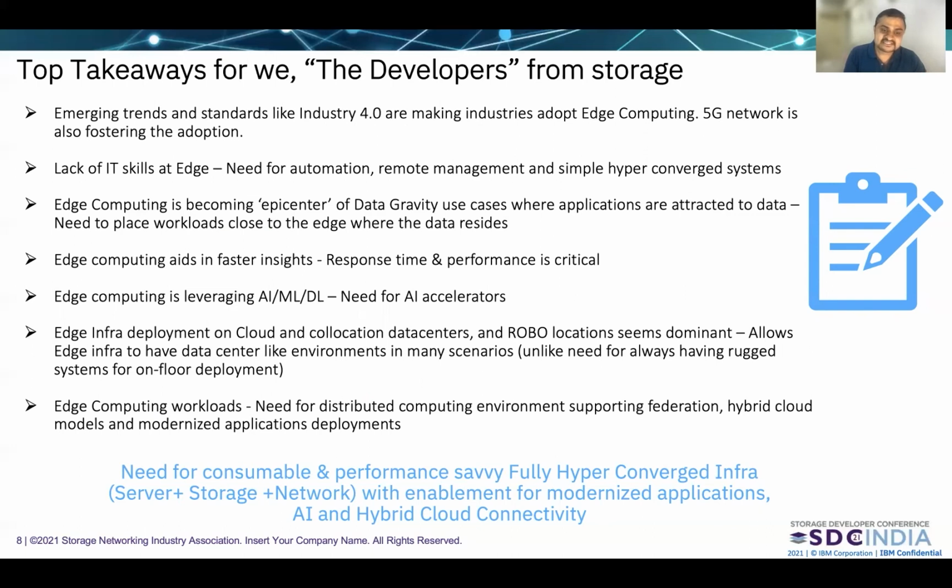The final takeaway is that we engineers need to build a consumable and performance savvy, fully hyperconverged infrastructure, which means it should include server, storage, and network so that the low IT skills are catered to. And it should enable modernized applications to run, which means a containerized set of applications. It should have AI accelerators and hybrid cloud connectivity.